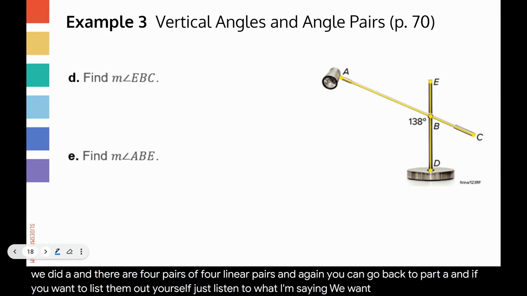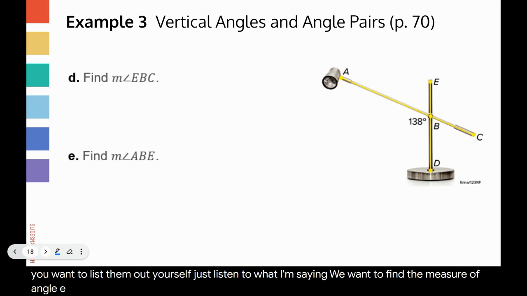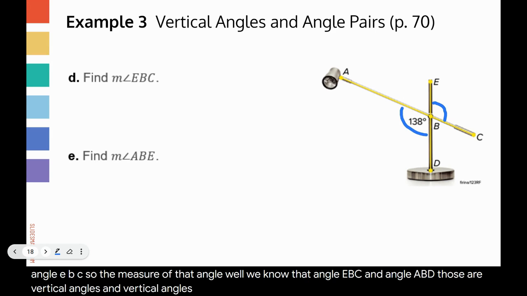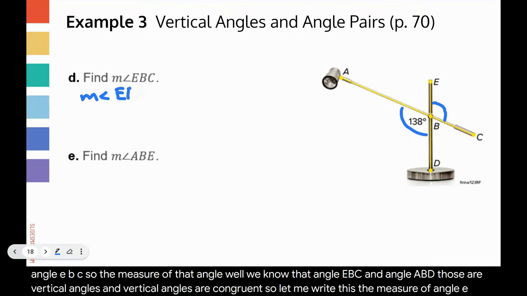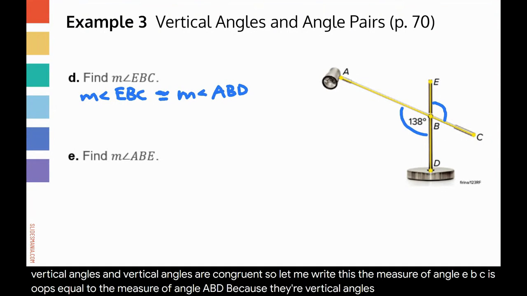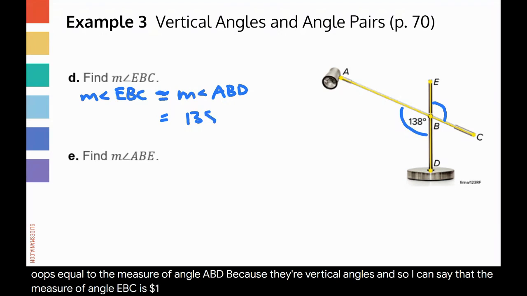Okay, in D, we want to find the measure of angle EBC. So the measure of that angle. Well, we know that angle EBC and angle ABD, those are vertical angles, and vertical angles are congruent. So let me write this. The measure of angle EBC is equal to the measure of angle ABD because they're vertical angles. And so I can say that the measure of angle EBC is 138 degrees.